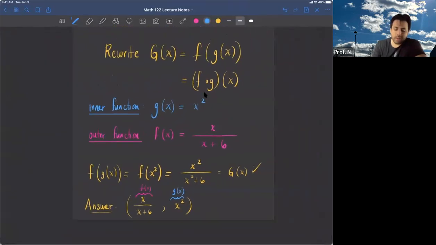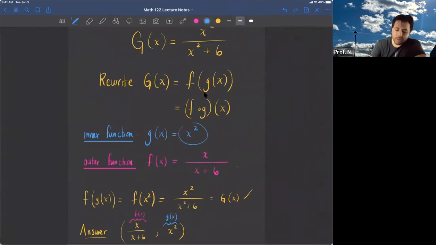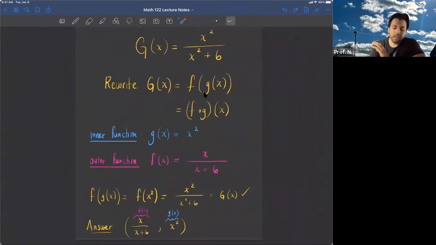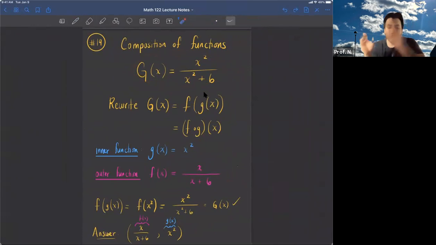But again, the answers are these two functions. That's the answer. This and this. Why are they the answer? Because when I apply f of g of x, I get exactly g of x. That's the whole point. Yeah, Natalia, in this problem, the word is decomposing. We're decomposing our function into two functions that if I were to compose them together, I would get what I started with. We did only one example, but there are many functions that can be rewritten as a composition of two functions.